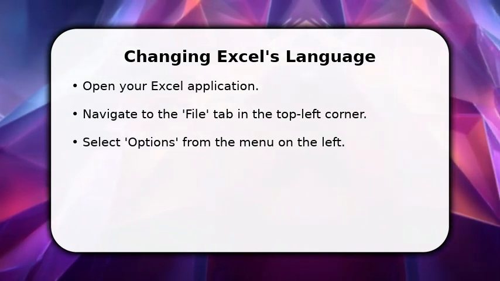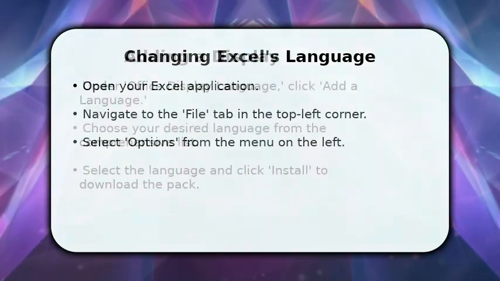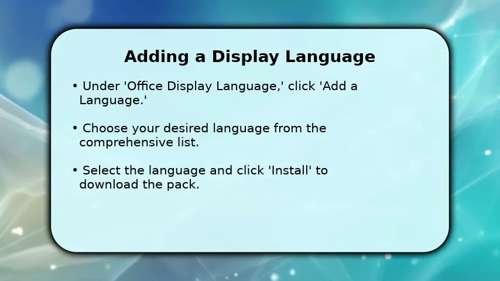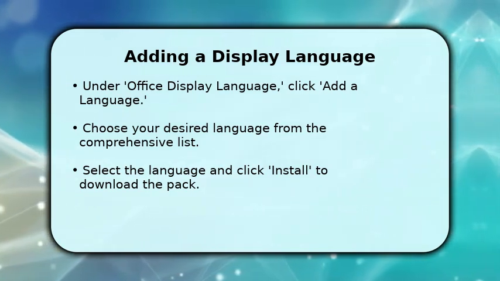This will open a new window. From there, select Language from the list on the left side. Now, if your desired language isn't already listed under Office Display Language, you'll need to add it. Simply click the Add a Language button.